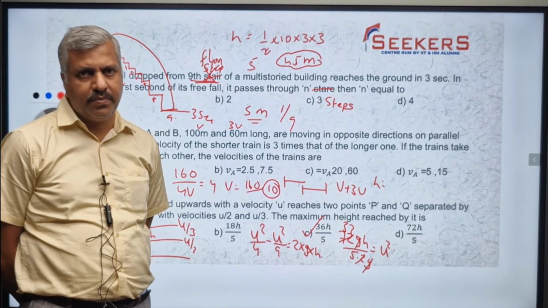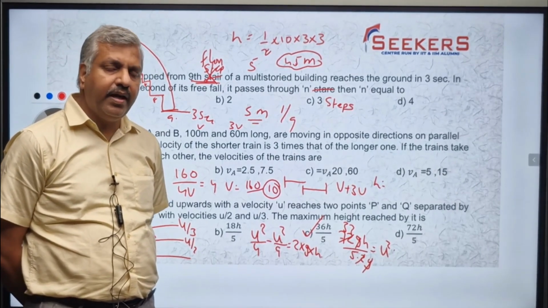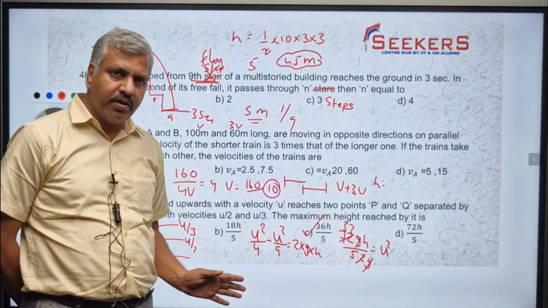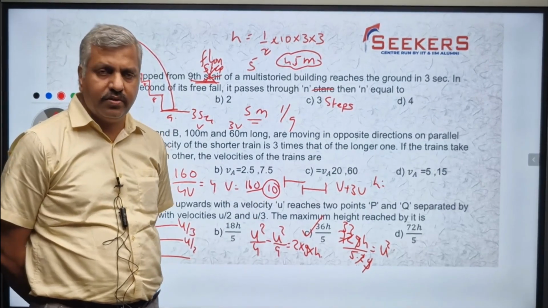But my basic principle is, if you begin to think, if you draw diagrams and if you work with fundamental concepts, it will be possible for you to do things very fast.